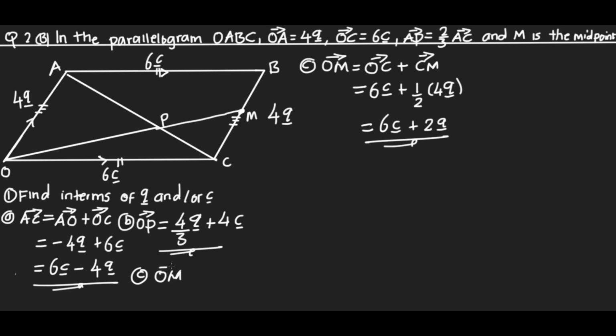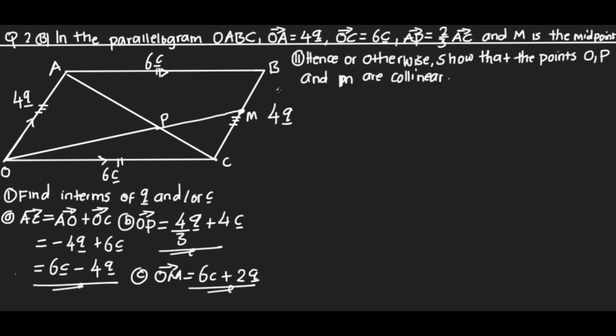So OM is equal to 6C plus 2Q. Right, so we move on to Roman number 2. Hence or otherwise, show that the points O, P, and M are collinear. This is one of the challenging points under vectors, showing that the given points are collinear.